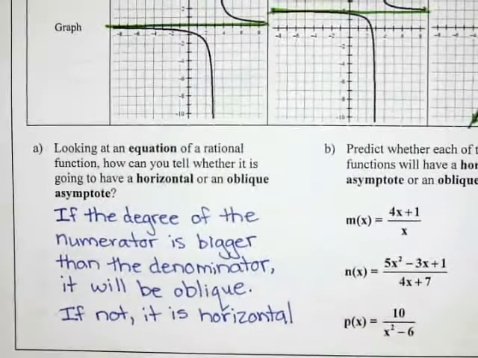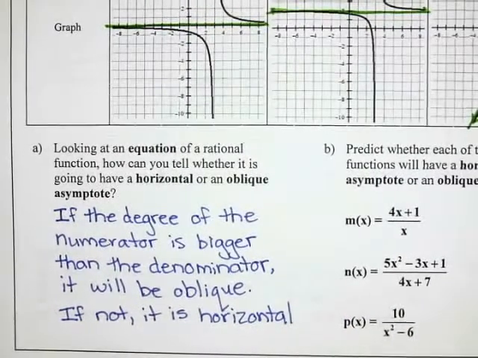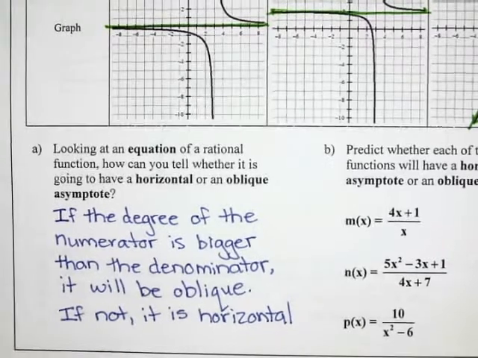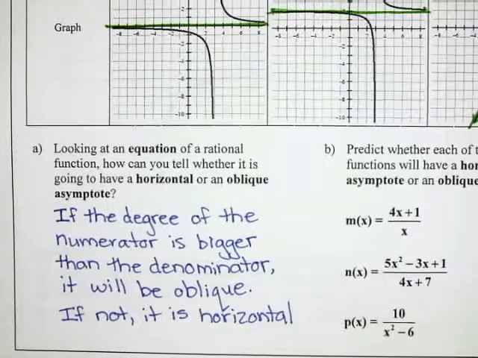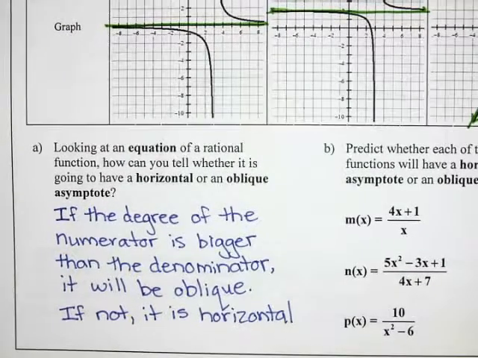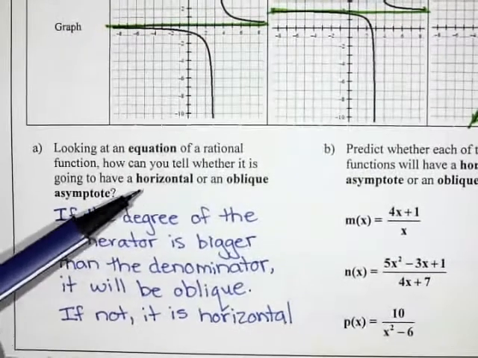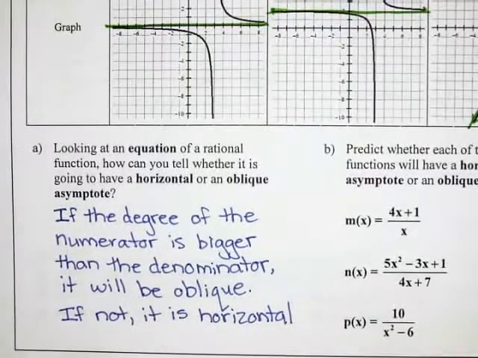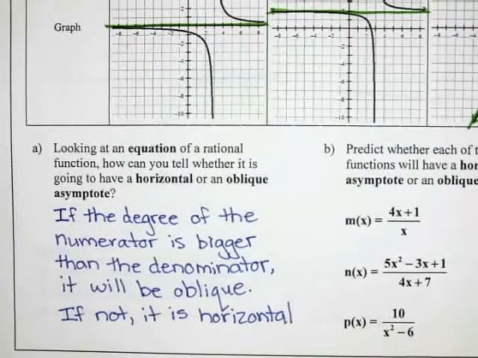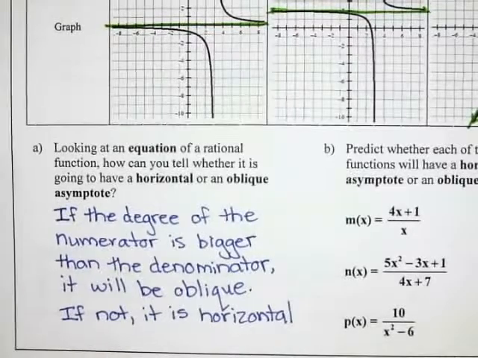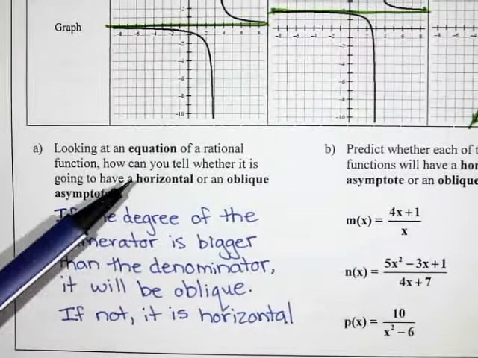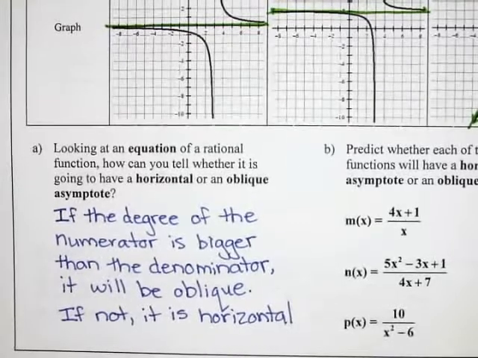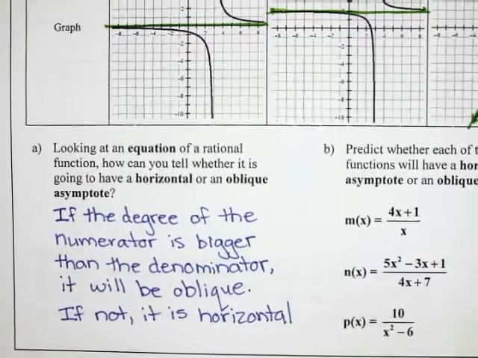So when you have a rational expression, there has to be an x in the denominator for it to be a rational expression. So if there is a variable in the denominator, there will always be either a horizontal or an oblique asymptote. Now, vertical asymptotes, if you can't make it equal 0, there won't be any, but it doesn't matter. As long as you have an x in the denominator, there will always be either a horizontal or an oblique asymptote in your function.